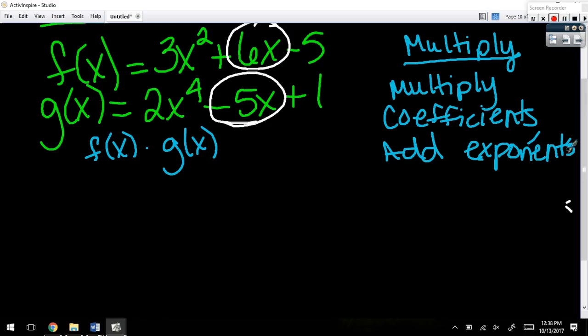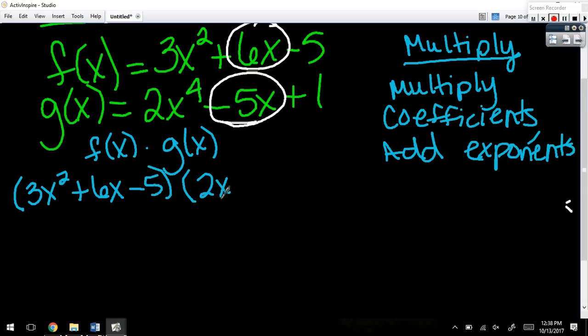All right. Now, yours are going to have some maybe fractions thrown in there too. Plus 6x minus 5 times 2x to the 4th minus 5x plus 1. What do you do? Multiply them.